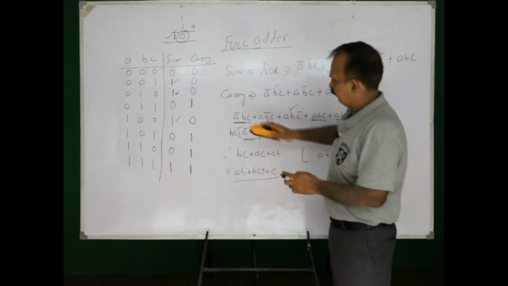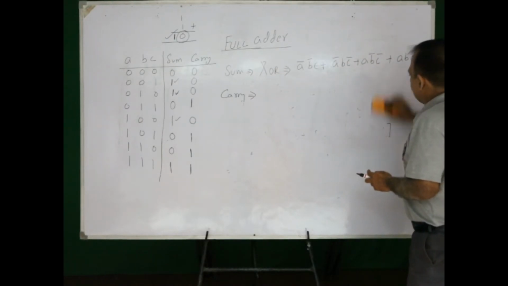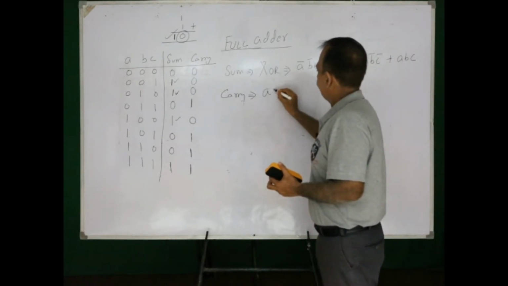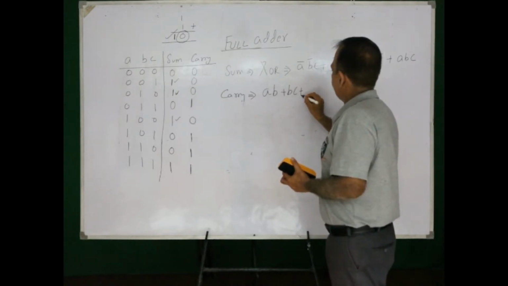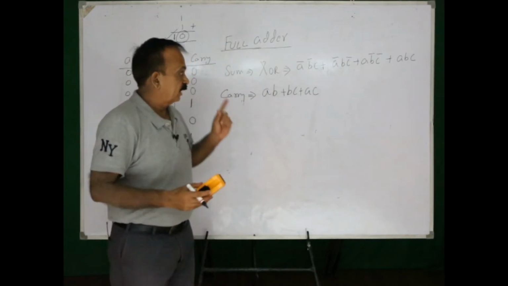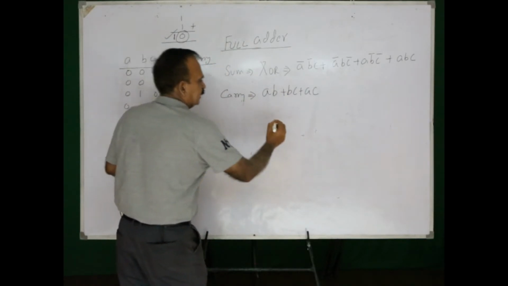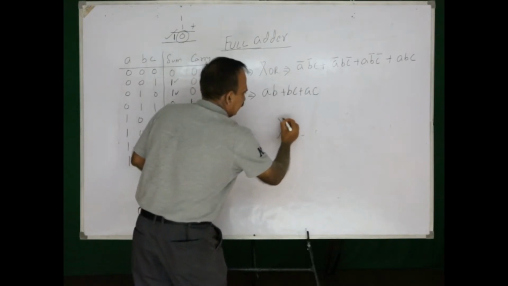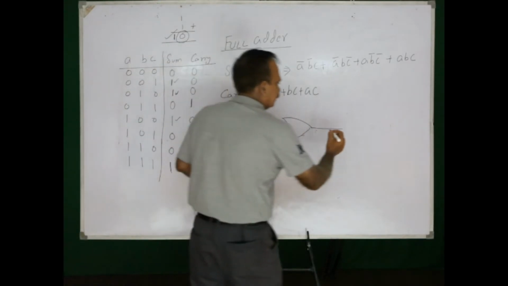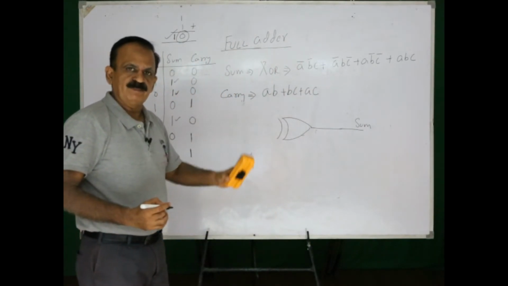I can replace the expression for carry with the expression AB plus BC plus AC. Now, this carry expression will be AB plus BC plus AC. Now, we will be designing the circuit for sum as well as the circuit for carry. For sum I need a XOR gate. Yes, I will be using XOR gate. The inputs will be A, B and C, and the output for this one will be sum. The next one is AB plus BC plus CA.